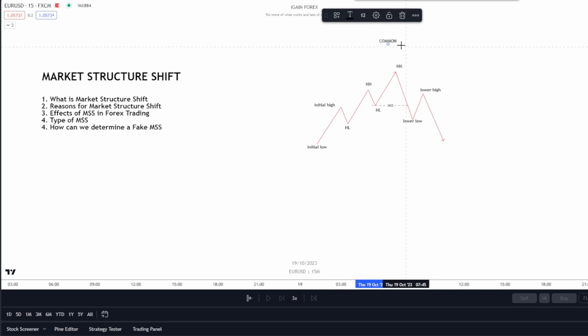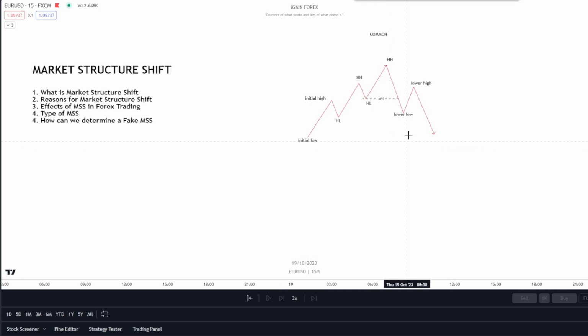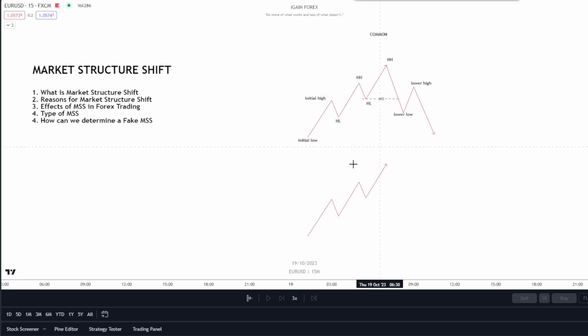Personally, the second one is my favorite since I'm using this in my trading strategy. This is sometimes called an internal market structure shift. So this structure is, let's say, for example, we also have this uptrend direction.